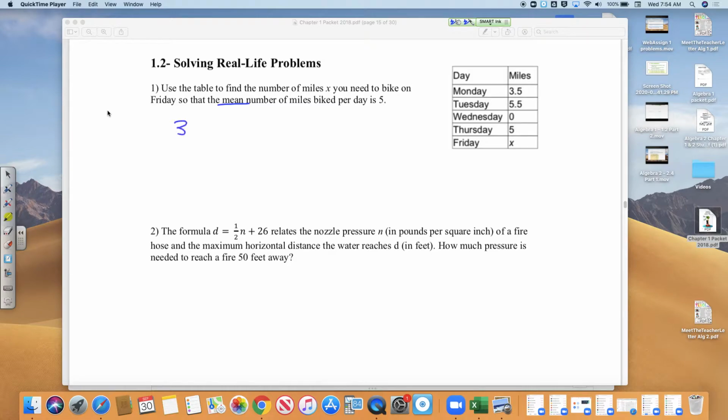So Monday was 3.5, Tuesday is 5.5, Wednesday is 0, Thursday is 5, and Friday is what we're trying to figure out. So we would add all of these numbers up. There's 5 numbers, and we would divide this all by 5. And there's 5 numbers, and what we want to do is make sure that the average of these 5 numbers is equal to 5 as well.